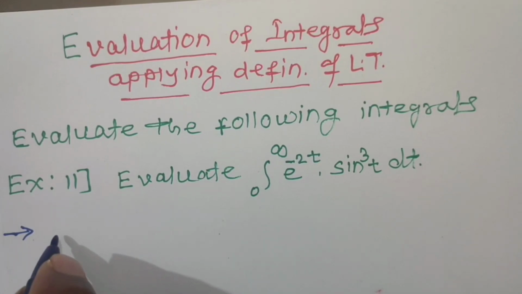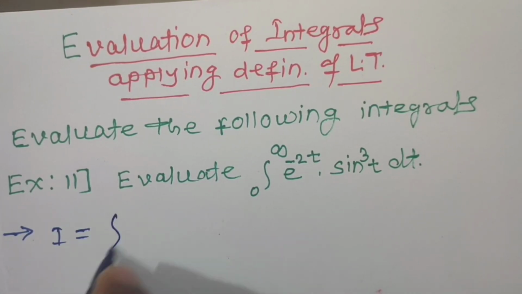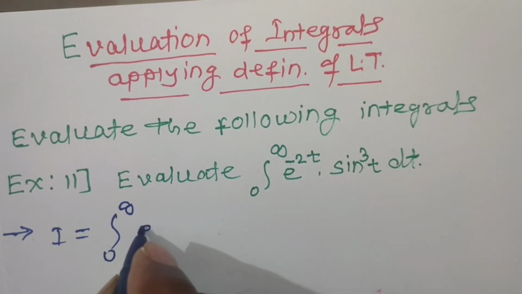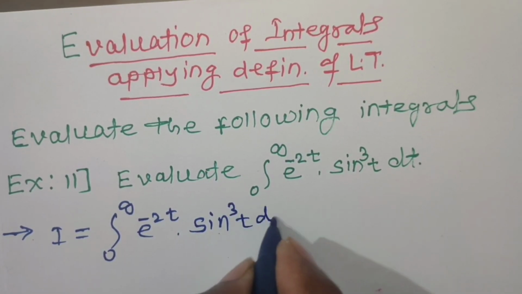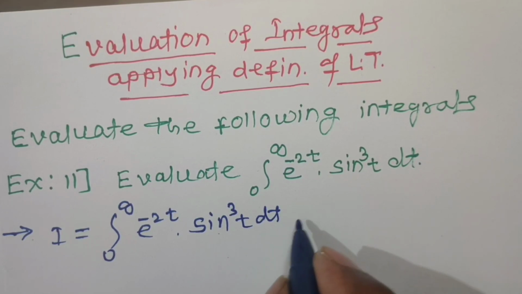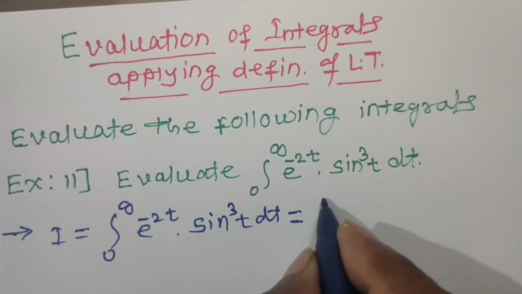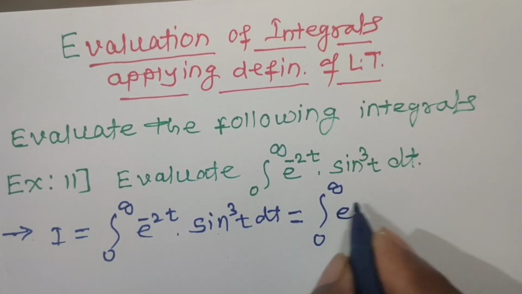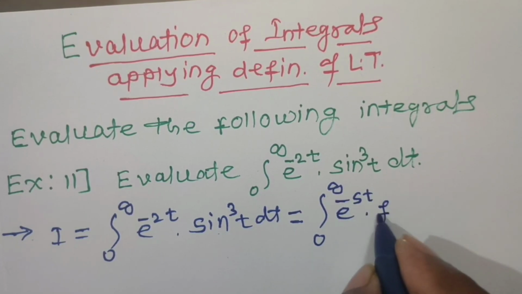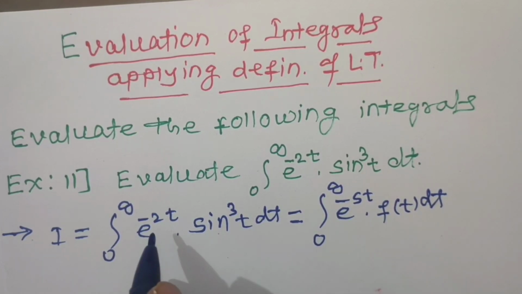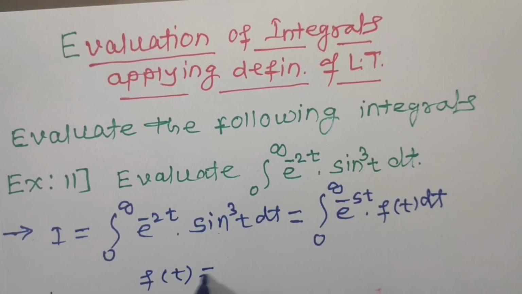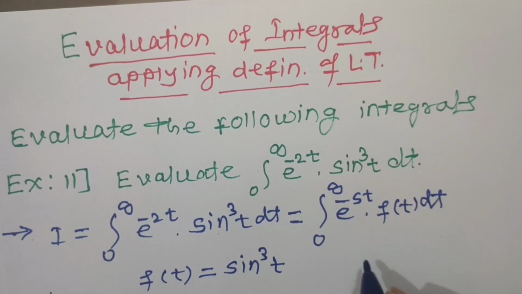Hence the given integral I is equal to the integral from 0 to infinity of e to the power minus 2t into sine cube t, with respect to t. By the definition of Laplace transform, if we compare this integral with the integral from 0 to infinity of e to the power minus st f of t dt, then f of t will be sine cube t and s will be 2. Hence we can write here f of t is equal to sine cube t and s is equal to 2.